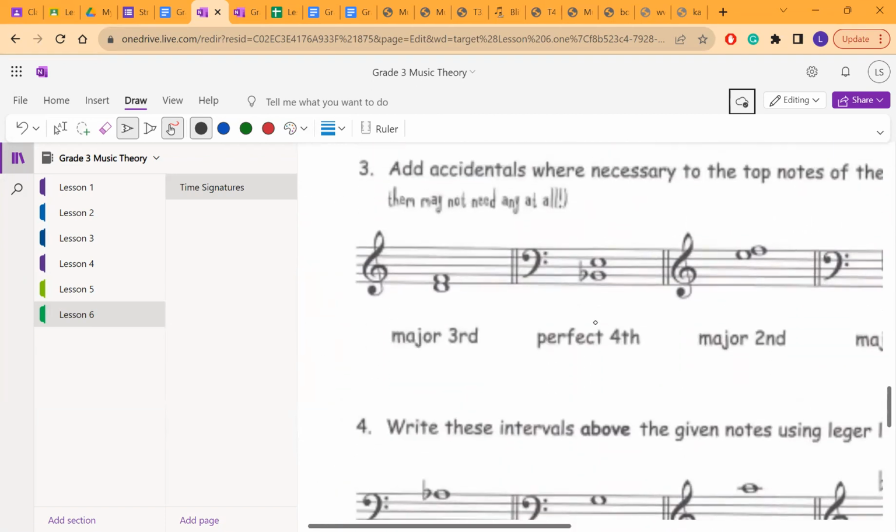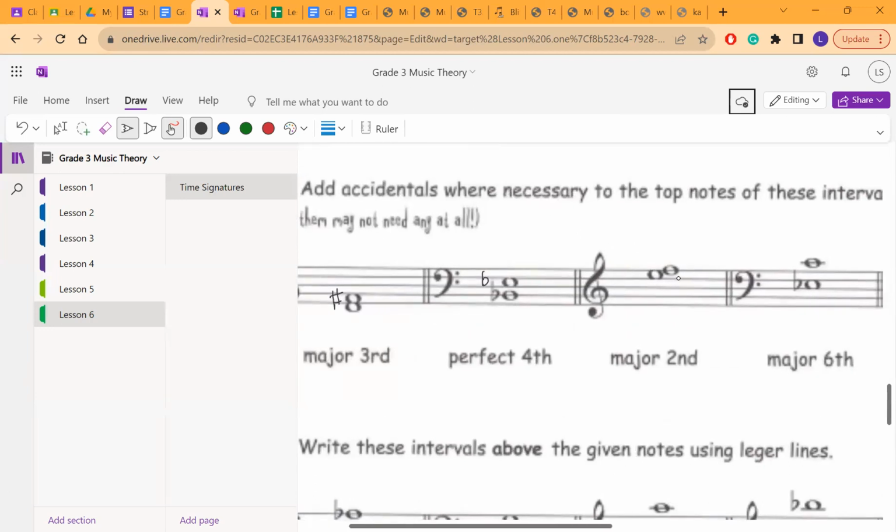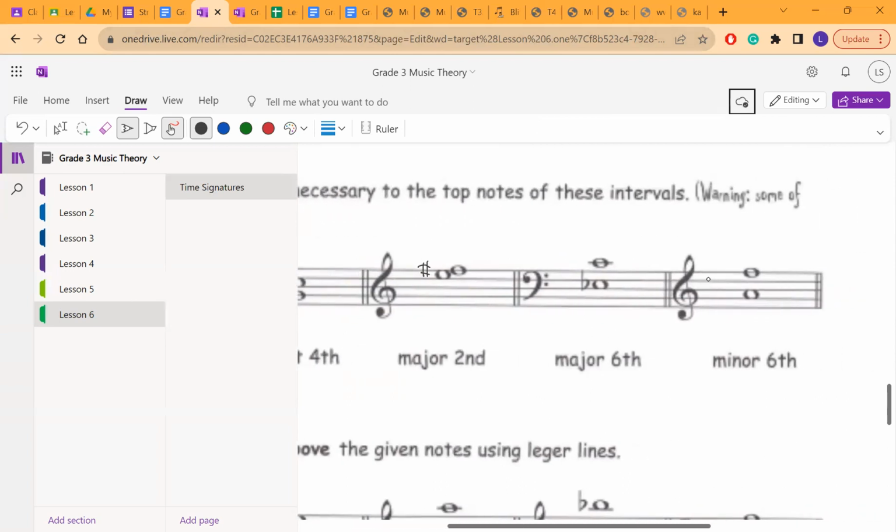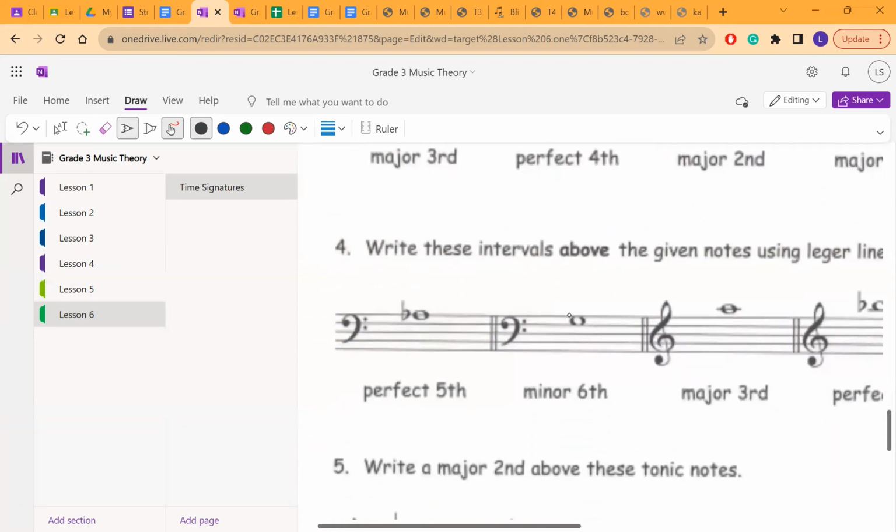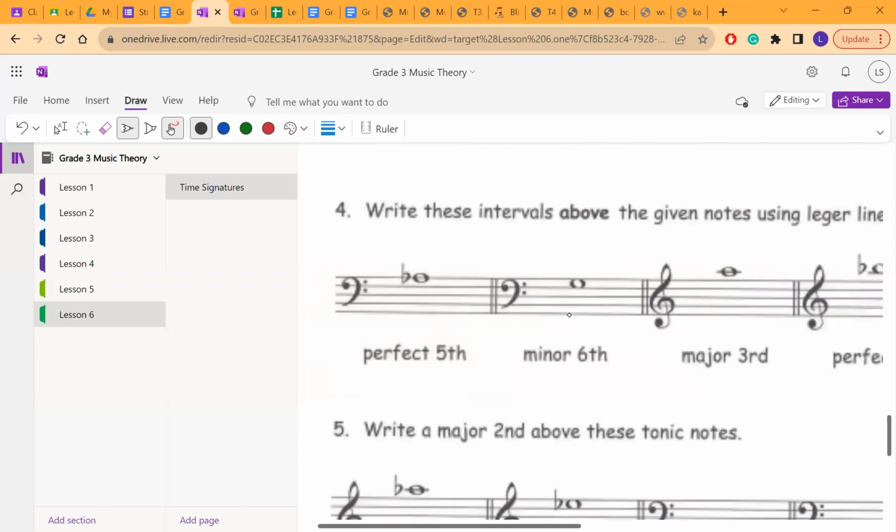Yeah, that's all correct. Add accidentals when necessary. Okay, that's a bit. You don't need anything there, and you don't need anything there either. Am I going too fast? Everyone's good? No questions at all? Okay.